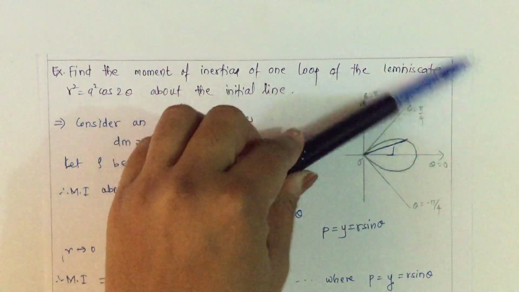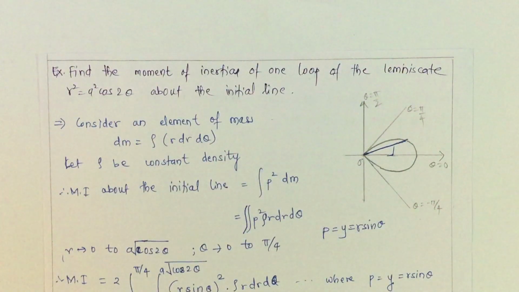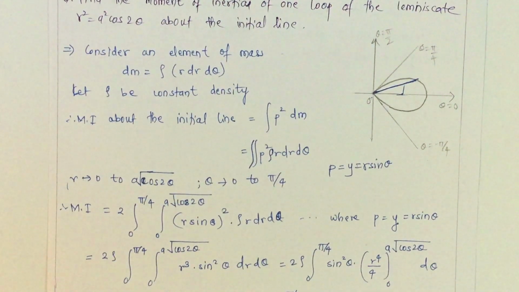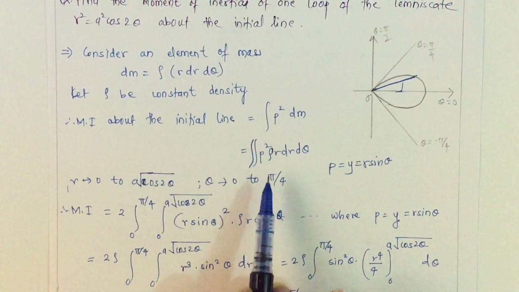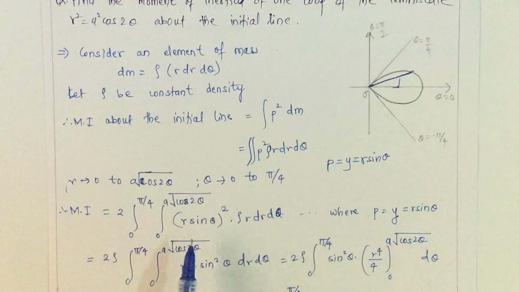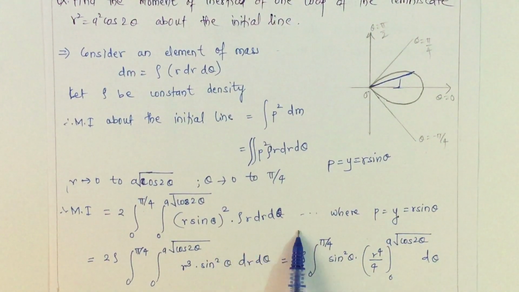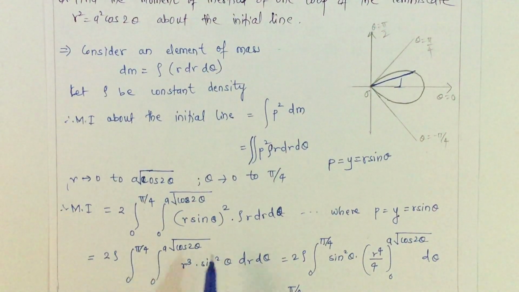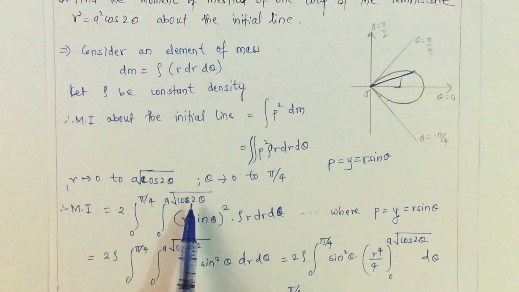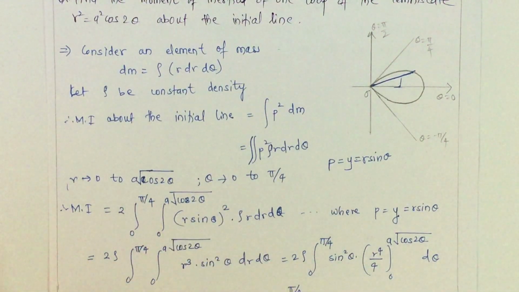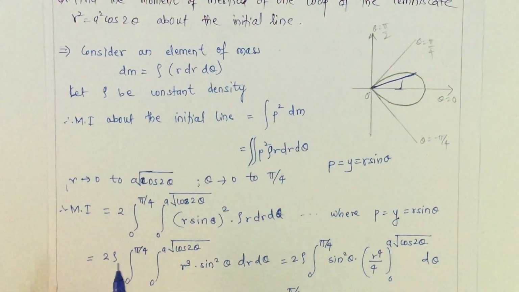We'll consider the upper half part, because we are finding it for the whole loop, so first we will consider the upper half part, and multiplying by 2 times the value will give us the value for the whole loop. So the moment of inertia will be written as 2 times integral 0 to pi by 4 integral 0 to a root cos 2 theta, p is nothing but r sin theta whole square into rho r dr d theta. Take rho as a constant, evaluate first with respect to r and then with respect to theta. r has limits as a function of theta, so we'll first integrate with respect to r and then with respect to theta.